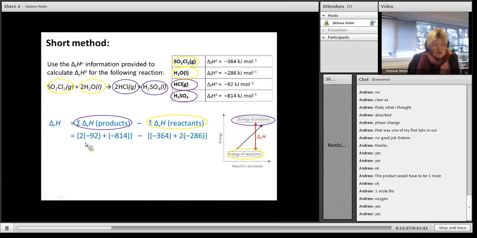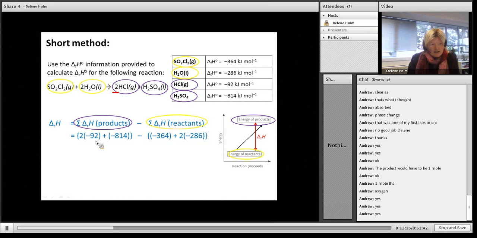Now, one thing I want you to notice is I've got a 2 in front of the HCl. So if I have a 2 in front of the HCl, I'm going to have twice the amount of energy that's given there. So can you see there's a 2? I have to multiply that negative 92 by 2. I don't have to multiply anything in front of the H2SO4 because I only have 1 of them. But I do have a 2 in front of the water, so I need to multiply the water minus 286 by 2. So if I do that, I get an answer of negative 62. So it's an exothermic reaction.